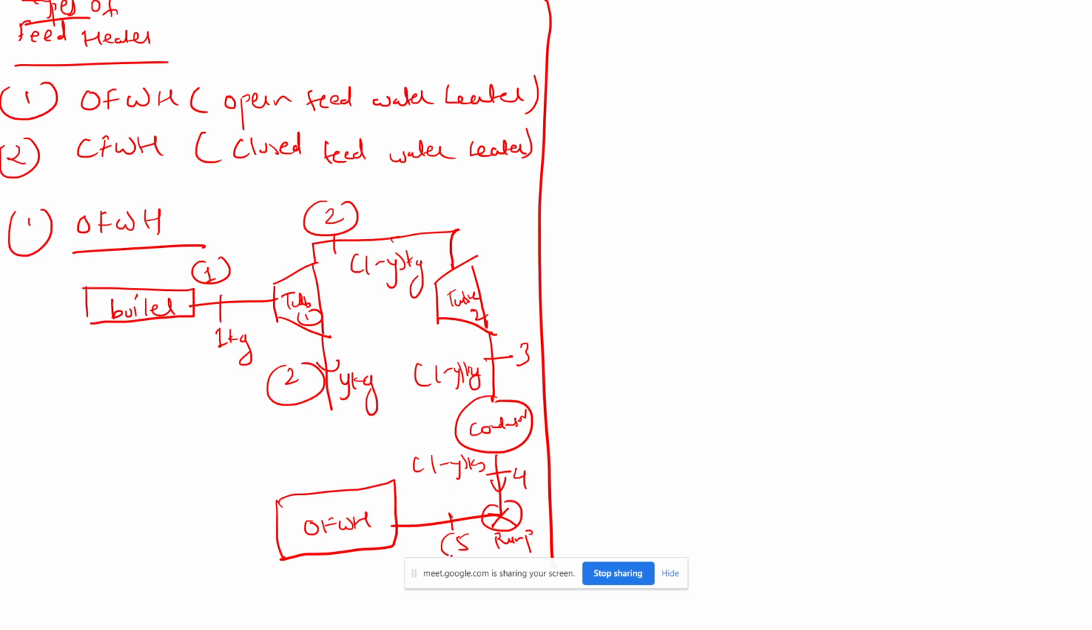It will increase the pressure up to point 5, and after the pump, 1 minus y kg will enter the open feed water heater working at intermediate pressure. And the steam which we are extracting is also going through it. So what exactly is an open feed water heater? It is actually a mixing chamber.